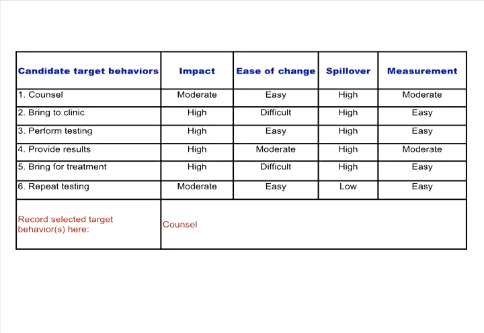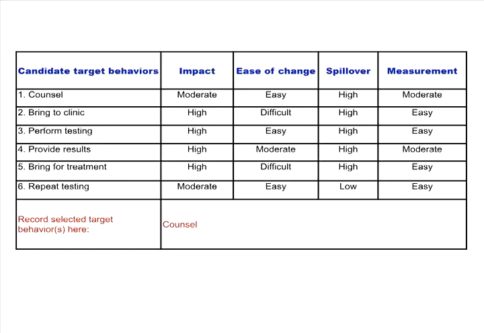So, what do you guys think about which of these behaviors? I just abbreviated them as counsel, bring to clinic, perform testing, provide results, bring for treatment, repeat testing. Which one should we focus on? And again, we're going to decide this by thinking about the impact, if we change this behavior, of whether or not early infant diagnosis is likely to happen, the ease of changing the behavior, possible spillover, so if we change that behavior, are others likely to change, and then can we measure it?